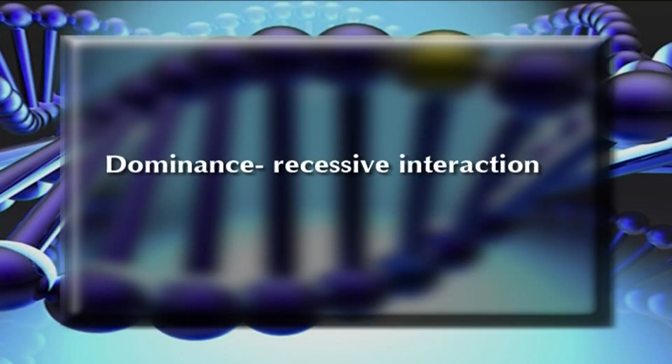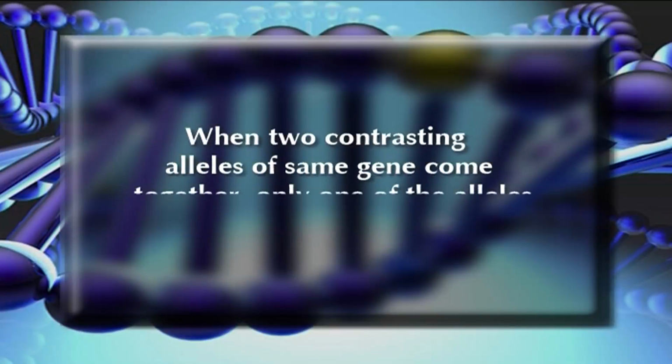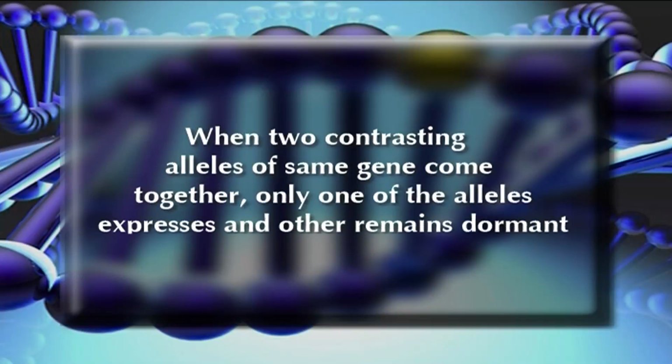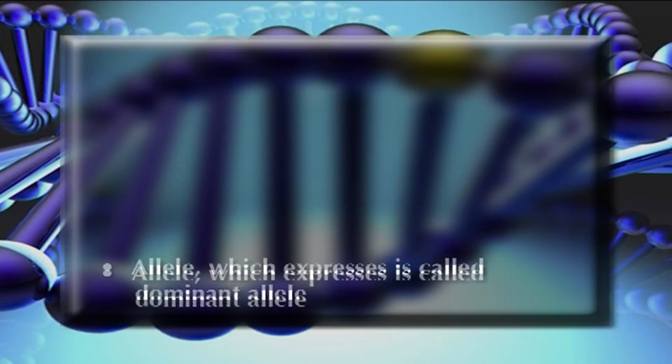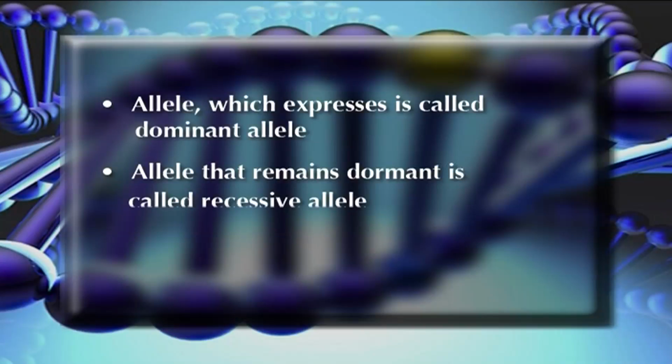Dominance recessive interaction. It states that when two contrasting alleles of the same gene come together in an individual, only one of the alleles expresses and the other remains dormant. The allele which expresses is called dominant allele, whereas the allele that remains dormant is called recessive allele.